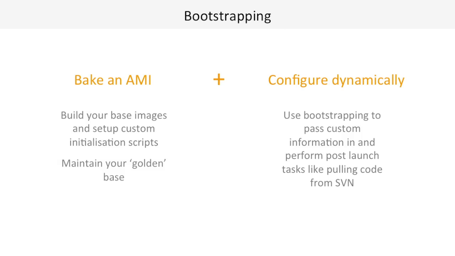So this becomes your base for running different things. Then, configuring that instance type dynamically when you launch from that AMI, you'd use bootstrapping to pass custom information in, perform some sort of post-launch task like pulling code from SVN, installing different types of software packages, maybe configuring environment variables so that this server behaves as a production server versus a dev test server, for example. And that'd be the balance between the two that you need to get right.